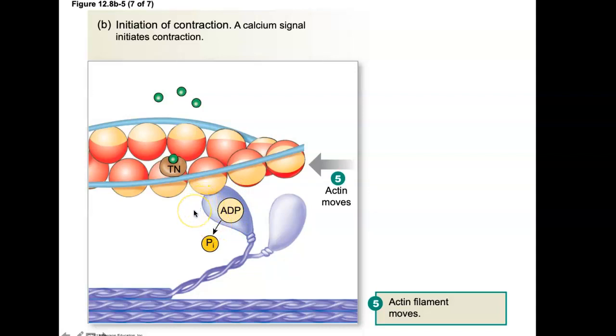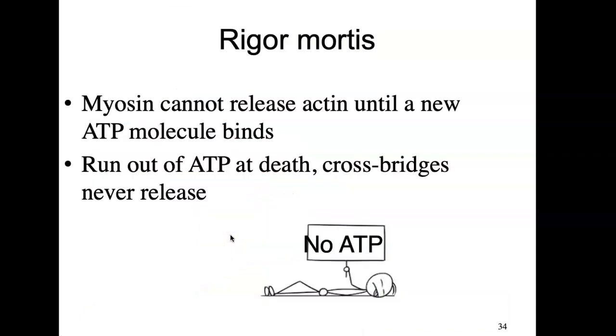And in a body, in a corpse, if you run out of ATP, then you would not be able to remove this myosin head from attachment, and it would stay in a contracted muscle state. So you run out of ATP at death. Of course, you're not making any more of it. And those cross bridges between myosin and actin never release. That is what rigor mortis is, the stiffness of a body.